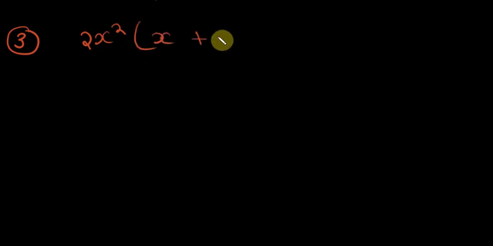Okay, third example. Let's say we're now given a binomial. First let's do this one: 2x squared multiplied by x plus 3x squared. What's the answer? Do it quickly, assuming you have done it.